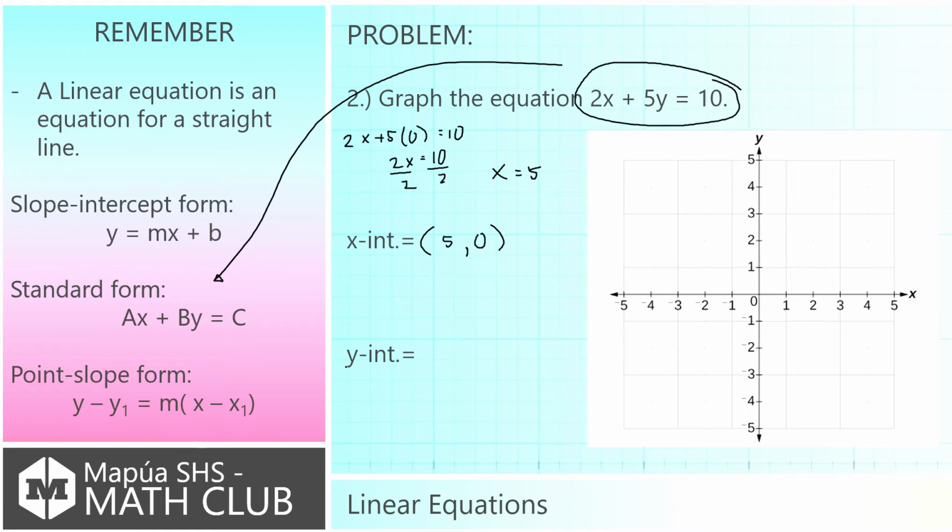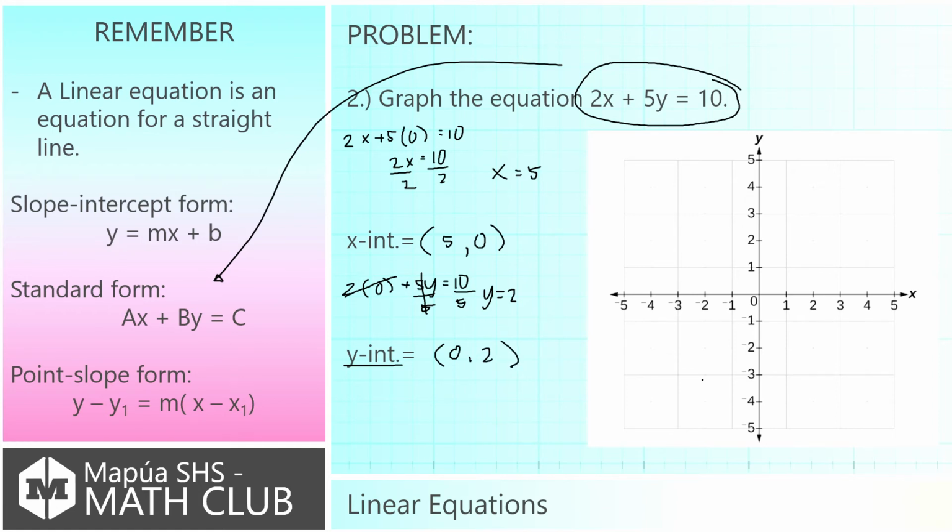Now let's find the y-intercept. So our solution should be 2 times 0 plus 5y equals 10. Divide both sides by 5. We'll have a y-intercept at (0, 2).